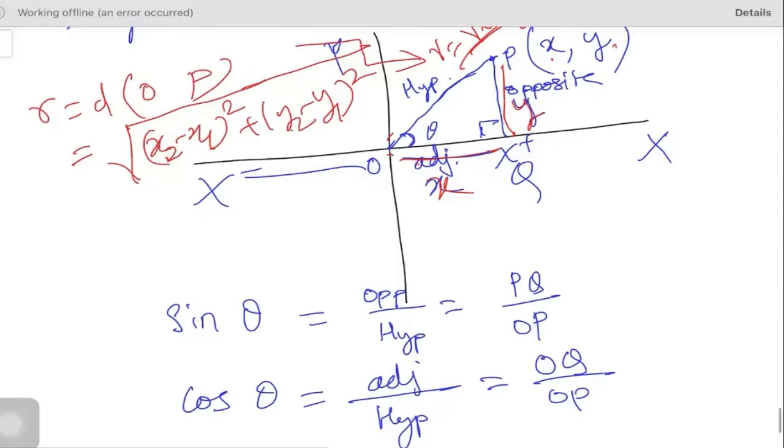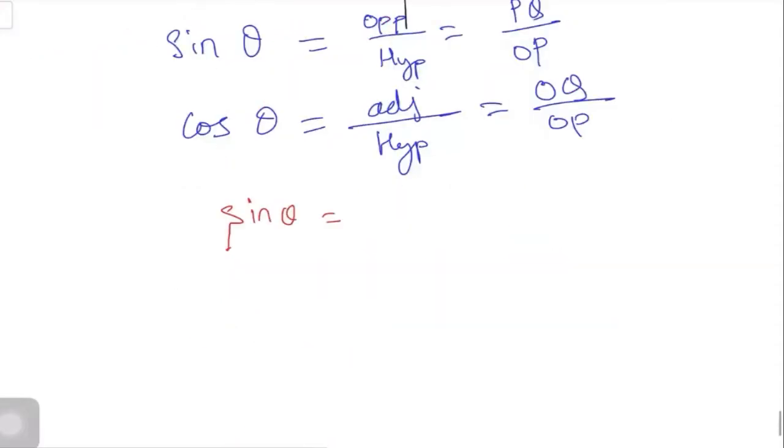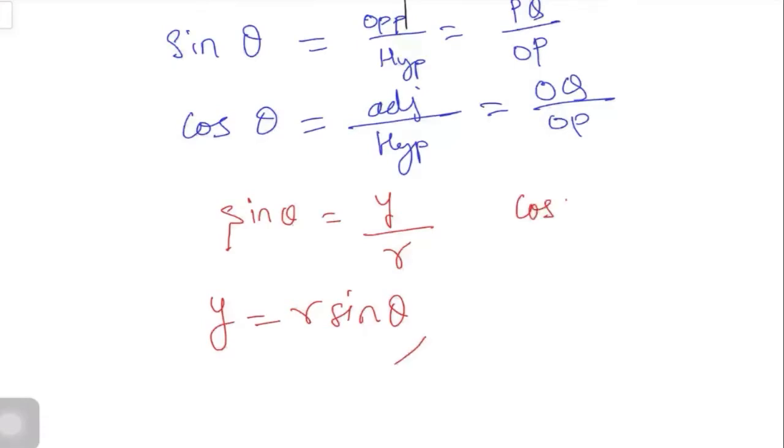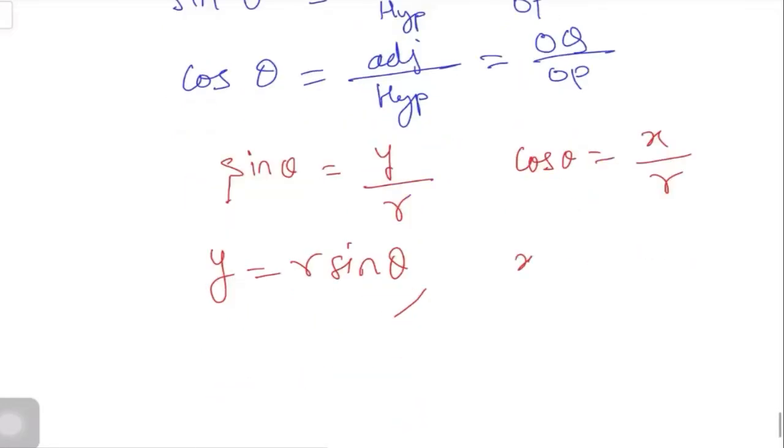So sine theta we are getting here as PQ, which stands for y, upon hypotenuse, that is r. So y is equal to r sine theta. Similarly, cos theta will be nothing but adjacent, that is x, upon hypotenuse, which is r. So x is equal to r cos theta. That's what we are having.